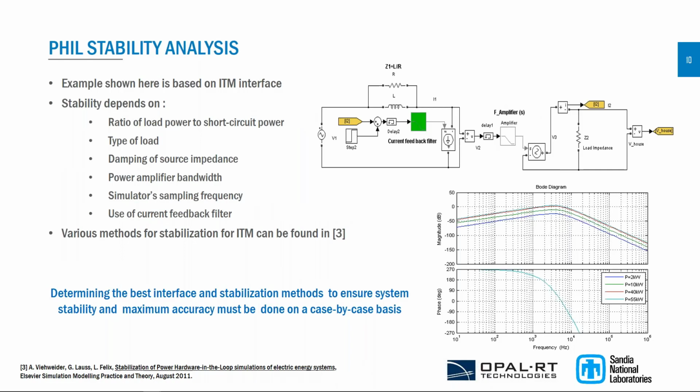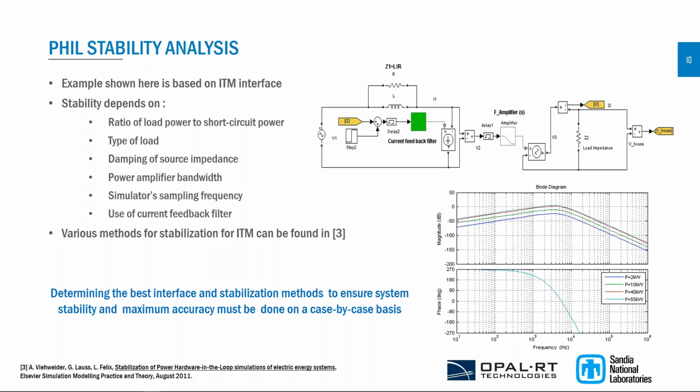In this particular case, it's a simple circuit where you are analyzing the stability of the whole closed loop system, including the amplifier, the feedback sensors, and the loads. Basically, it shows that you have to do something similar for each of your applications, because the stability will depend on the load power to short circuit power ratio, types of load, damping of the source impedance, power amplifier bandwidth, simulator sampling frequency, feedback filter bandwidth, etc.